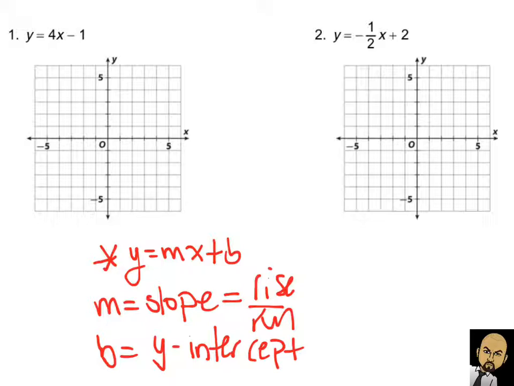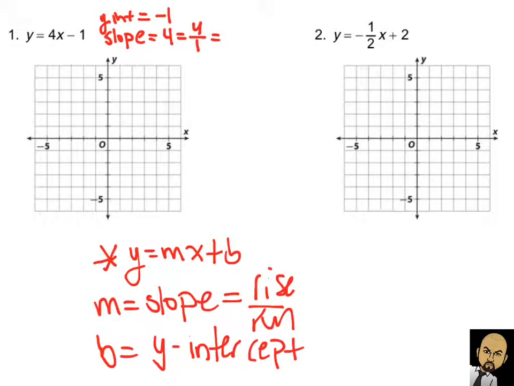Now when you're given an equation, like for example number 1, y equals 4x minus 1, we have to figure out what the y-intercept is. If you remember, y equals mx plus b, in this case it's going to be -1. Then we have to figure out our slope. Our slope is always going to be the coefficient of our x value, and in this case the coefficient is +4, which is the same thing as 4 over 1 as a ratio.